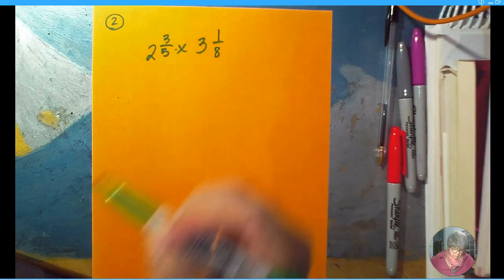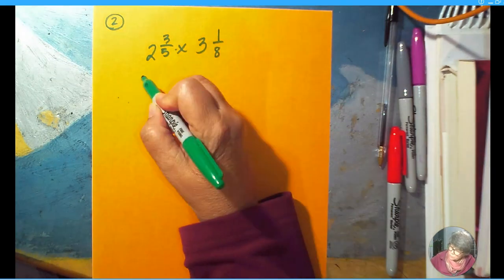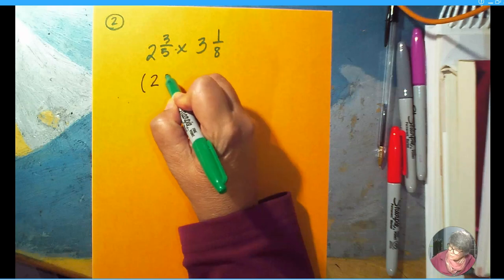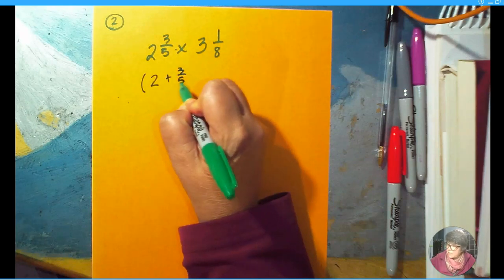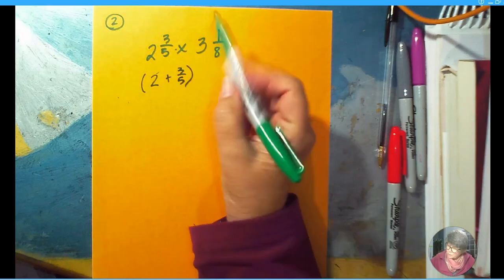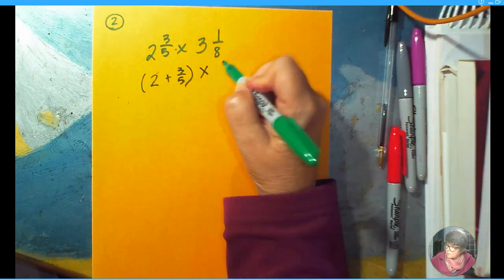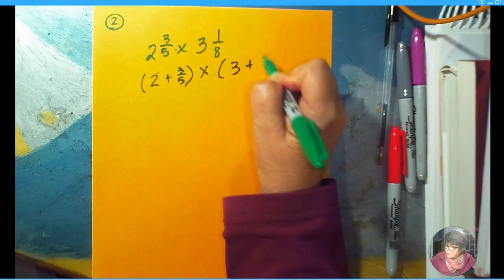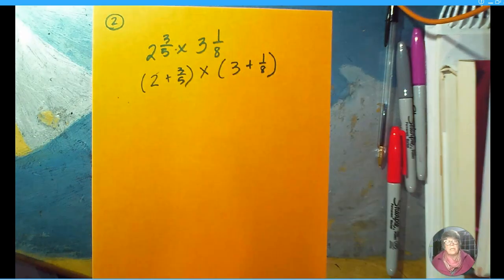So 2 3/5, right? That's the same as 2 plus 3/5 times 3 plus 1/8. So we're just breaking it into place value, kind of expanding out the problem a little bit.